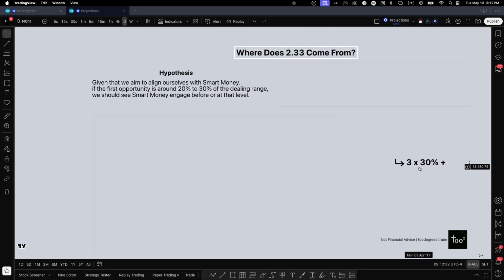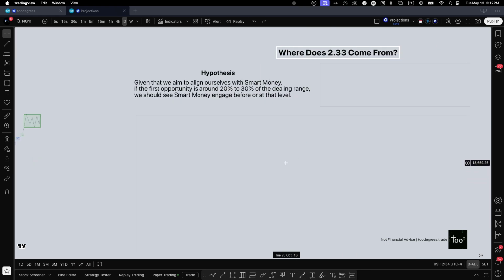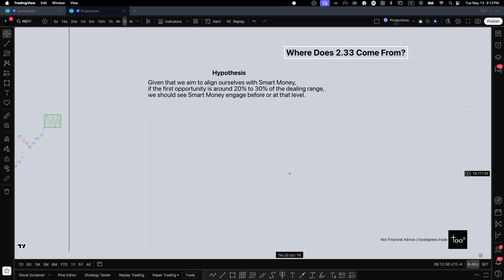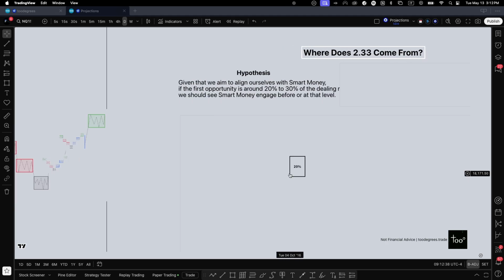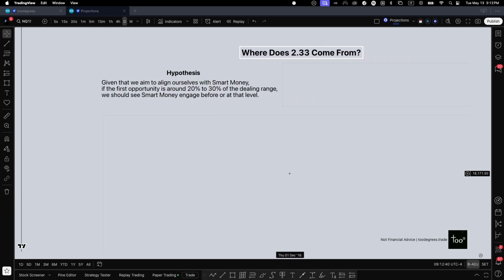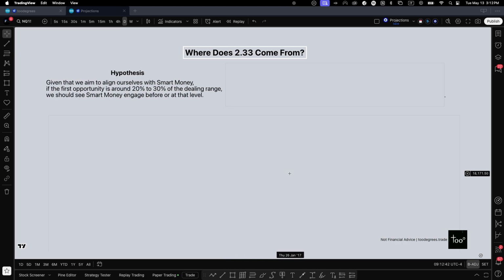Now, the age-old question. Where does the 2 to 3 come from? These zooming things are going to kill me today. Here we go. The biggest challenge for me is finding the proper liquidity sweep. We'll get there. We'll get there very soon.